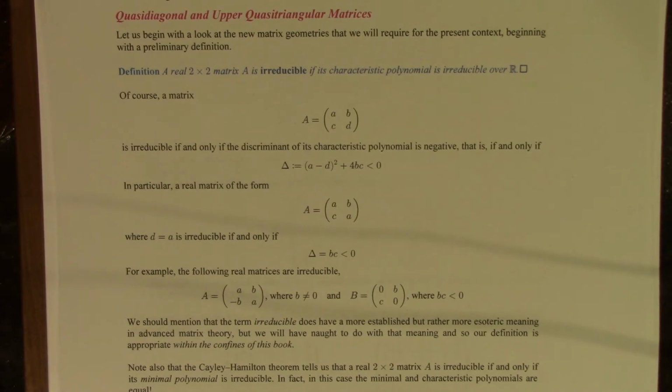The Cayley-Hamilton theorem tells us the minimal polynomial of an irreducible matrix divides the characteristic polynomial, and so it must be equal to the characteristic polynomial. And I'll let you sort that out.